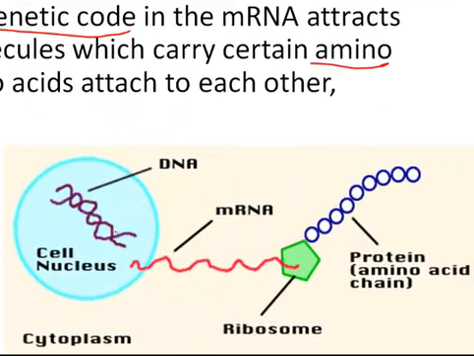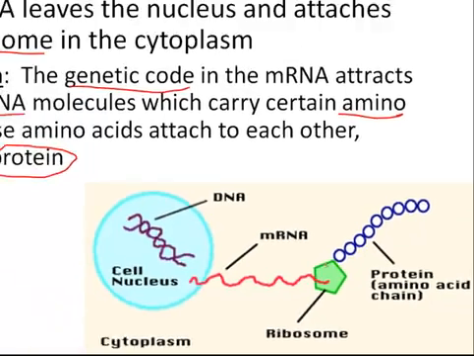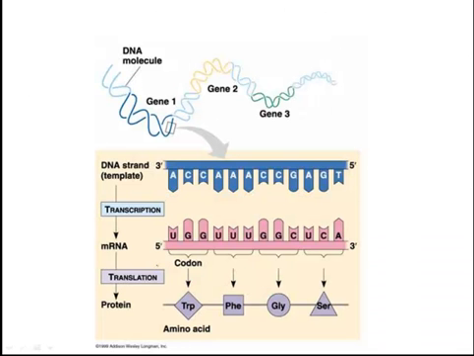Okay, so there's DNA in the nucleus, too big. So we make a piece of RNA that can get out, which goes to the ribosome, and then you eventually will get your protein chain that gets made.